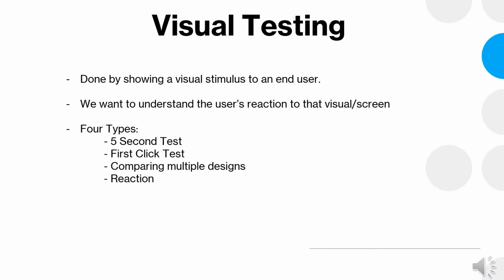And there are 4 types of visual testing: the 5-second test, first click test, comparing multiple designs and reaction. We'll just look at each one of those individually.